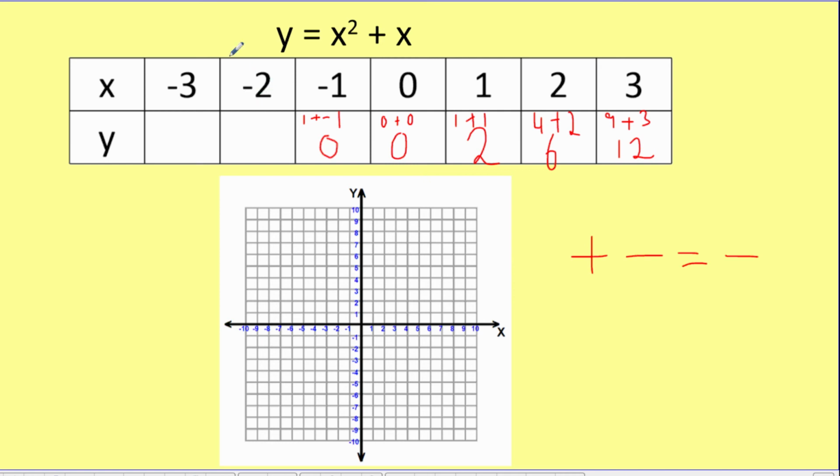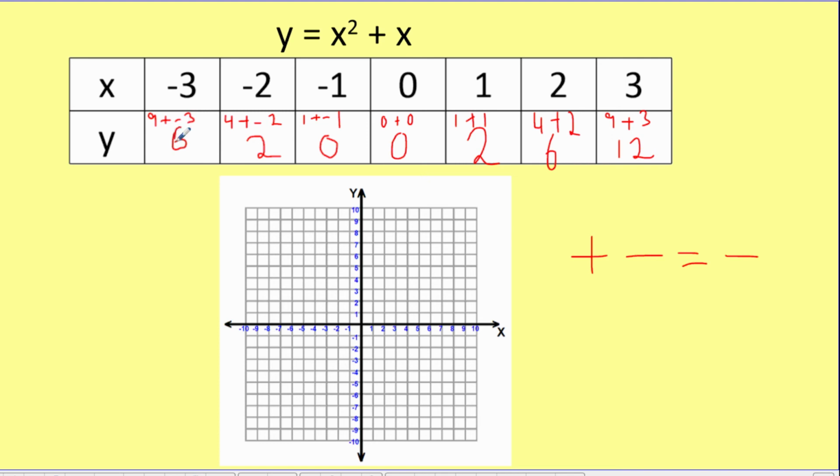2 squared, minus 2 squared is 4, plus minus 2. So plus minus becomes minus. 4 minus 2 is 2. 3 squared, minus 3 squared is 9, plus minus 3. Plus minus is minus. 9 take away 3 is 6.